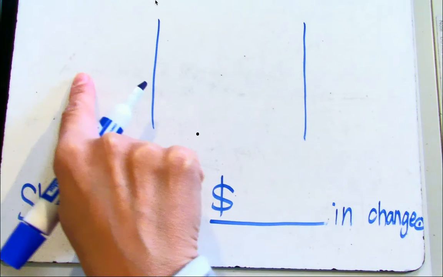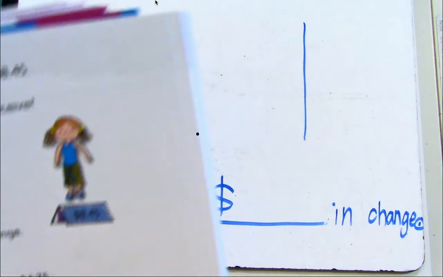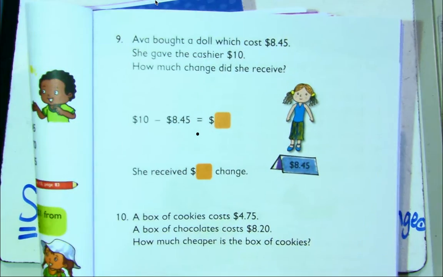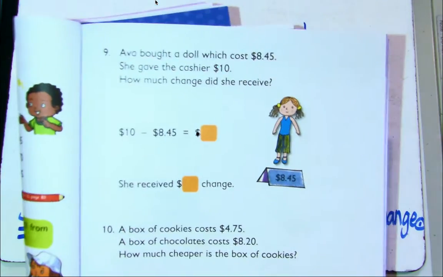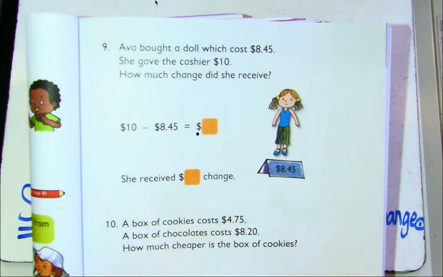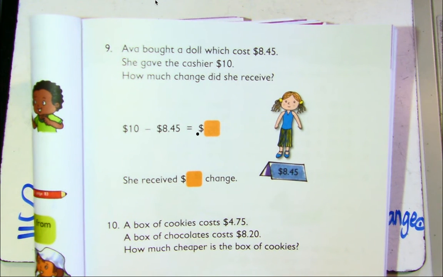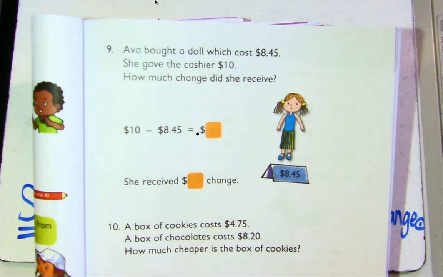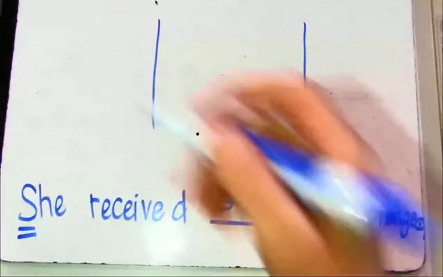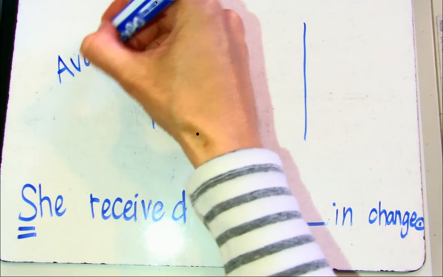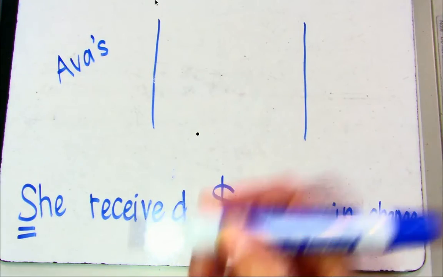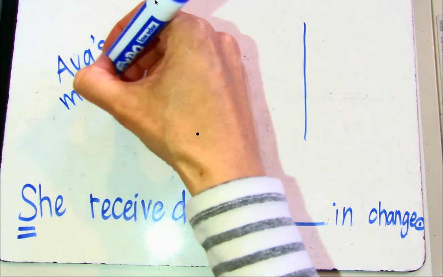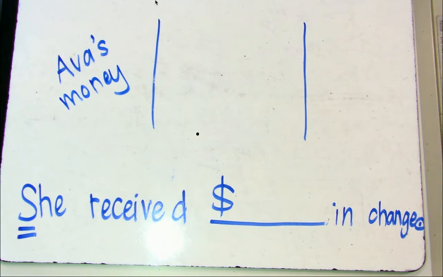So over here, this is our who and our what. So if we go back to our problem, and here it says, let me try to turn on this light, make it a little brighter. There we go. Ooh, it's kind of bright. All right, so we are talking about Ava. And let's see, we would say Ava's money, I guess, or Ava's change. I'm trying to find out how much change she received. So we could say our who is Ava, apostrophe S. And we could say Ava's money or Ava's change. Either one of those would be just fine. All right, so there's our who and our what.